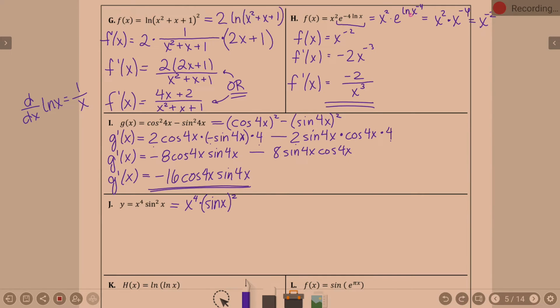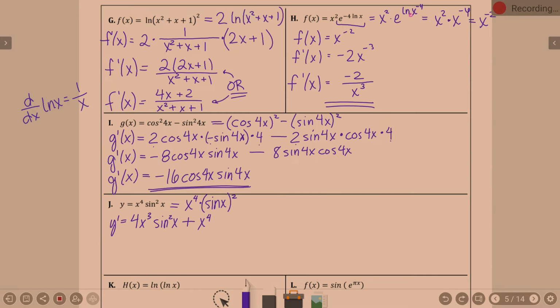If two pieces are multiplying, we're trying to take the derivative. Derivative of one of them. So derivative of the first. What's the derivative of x to the fourth? 4x cubed. Keeping sine squared x. Product rule says plus. And now we're going to reverse it. I'm going to keep x to the fourth. And what's the derivative of sine x to the second? 2 cosine.